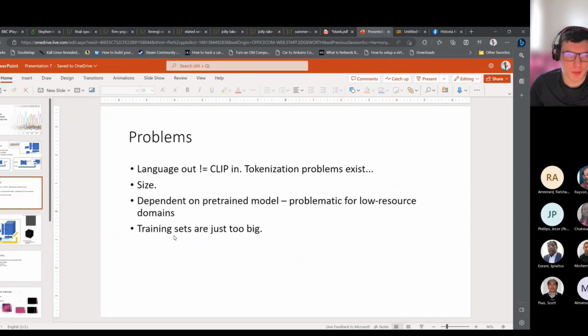So there's a few problems with this approach. The biggest one in trying to implement it is that the language that comes out of an encoder is not the same as the language that can go into a CLIP pre-trained model. There are tokenization problems, and at a basic level, it's a different encoder, words not the same, tokens aren't the same.